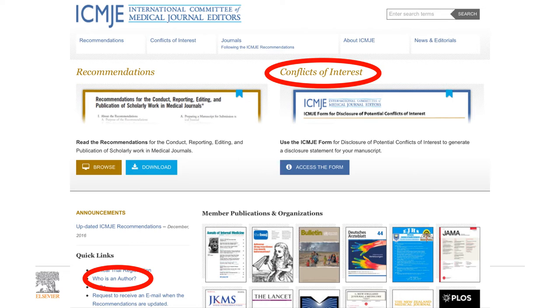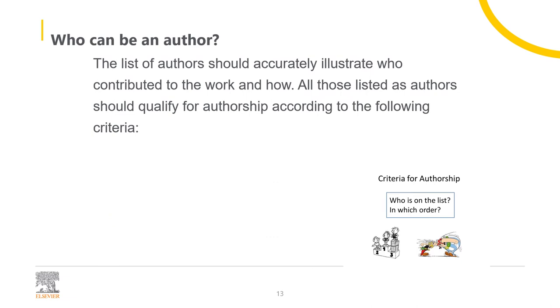Well, the International Committee of Medical Journal Editors has got some very clear guidance on authorship and also on conflicts of interest, which I'm coming to next. The ICMJE say that the list of authors should accurately illustrate who contributed to the work and how. All those listed as authors should qualify for authorship, according to the criteria which I'm going to outline now, the converse being that if they don't qualify, they should not be authors. So the person who's head of the laboratory, or the dean, or the professor, or the head of the hospital, or whatever, who, if they haven't had an active part in the research according to the ICMJE criteria, they should not be an author.